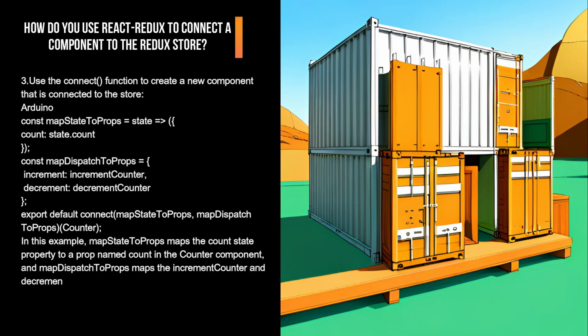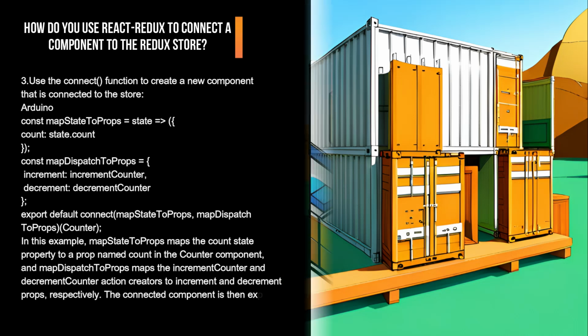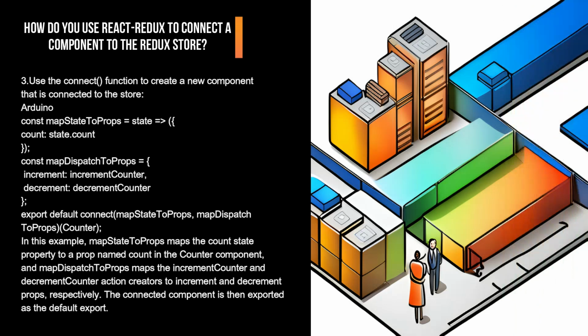In this example, mapStateToProps maps the count state property to a prop named count in the Counter component, and mapDispatchToProps maps the incrementCounter and decrementCounter action creators to increment and decrement props, respectively. The connected component is then exported as the default export.